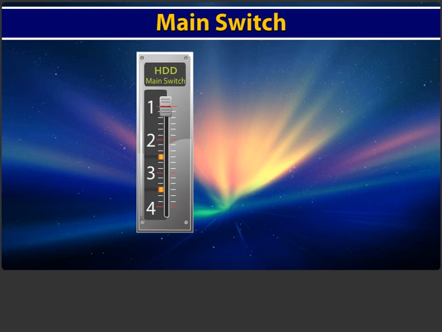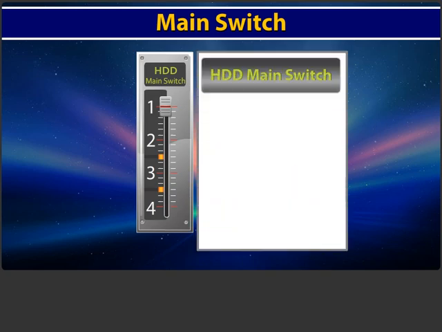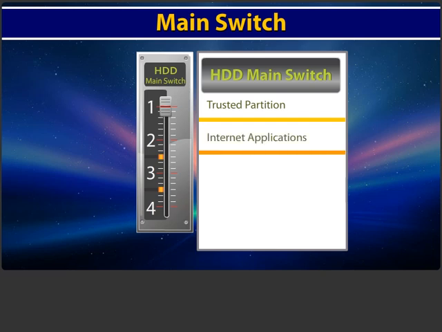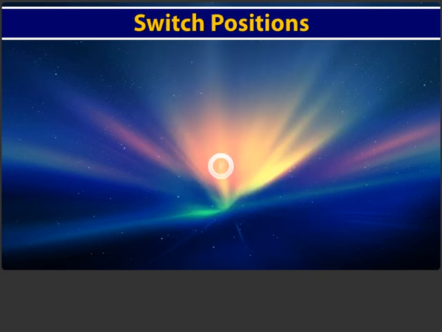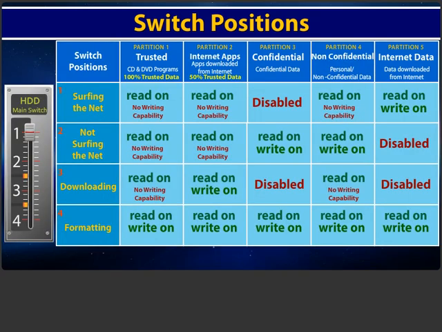By assuming 4 different positions, the main switch will turn on and off the read and write heads of the trusted partition, Internet Applications partition, confidential partition, non-confidential partition, and Internet data partition. As the main switch assumes these 4 positions, the read or write delete heads will be green if they are switched on and red if they are switched off.